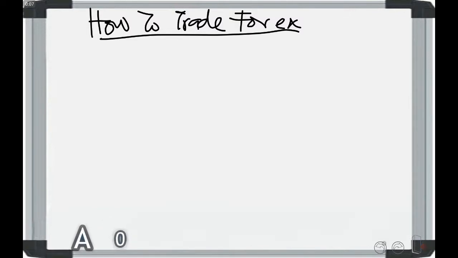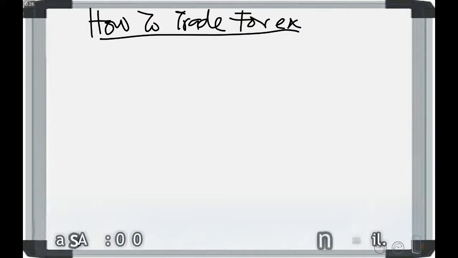We've talked about what Forex is, and we've talked about which or what to trade. We've talked about why we trade Forex. We've talked about who trades Forex. We've talked about when to trade Forex, and now we're going to be talking about how to trade Forex.